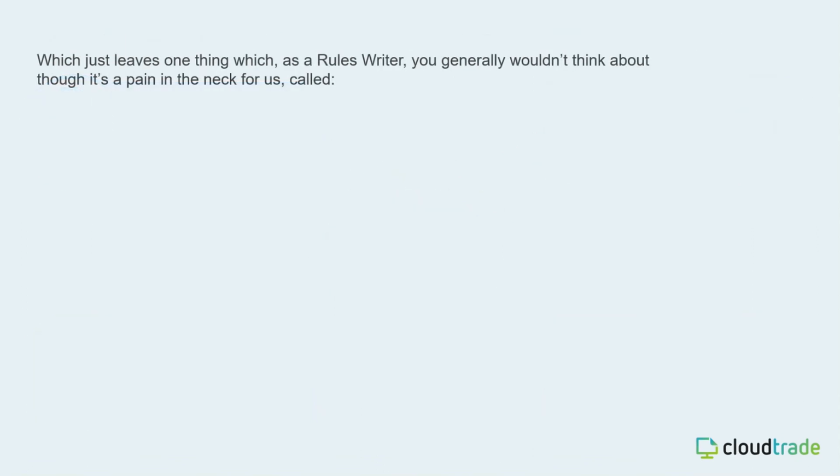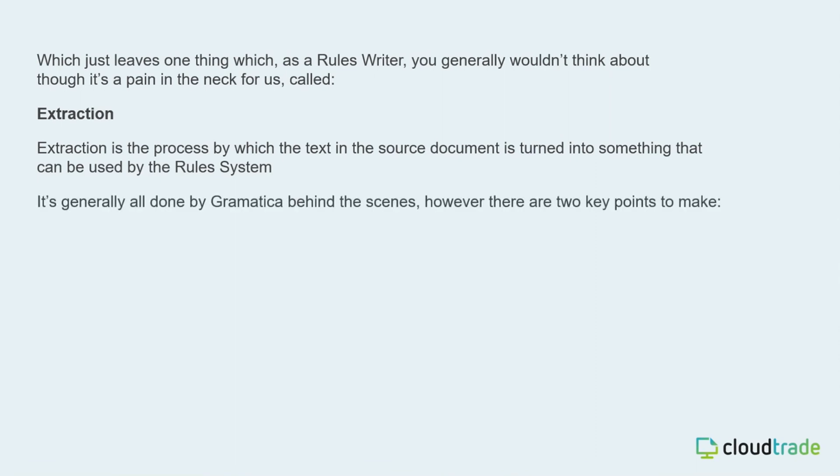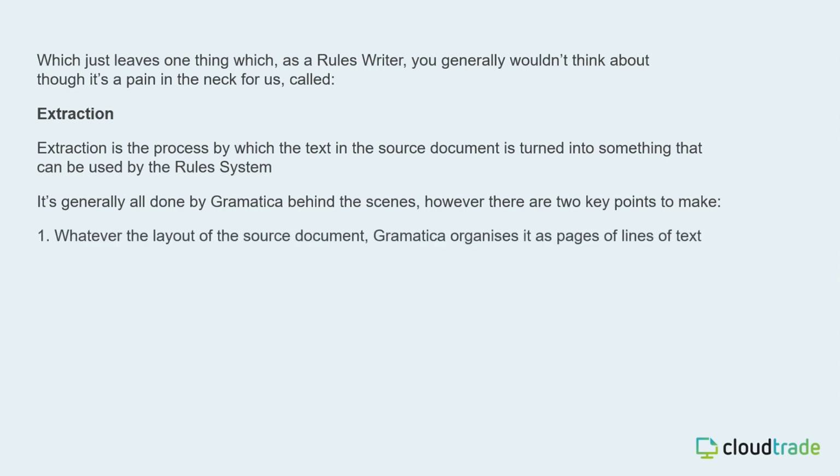And that just leaves one thing, which for us as rules writers is a bit of a pain in the neck to us, but you normally don't have to worry about, which is extraction. Extraction is the process by which the text in the source document is turned into something that can be used by the rule system. It's generally all done by Grammaria behind the scenes, but there's 2 points to make.